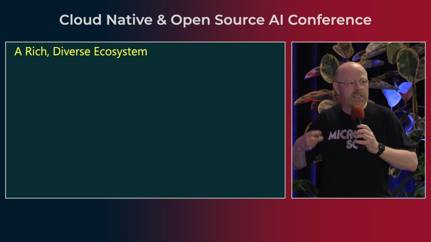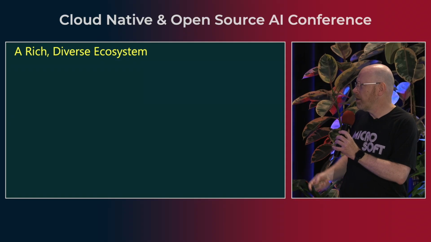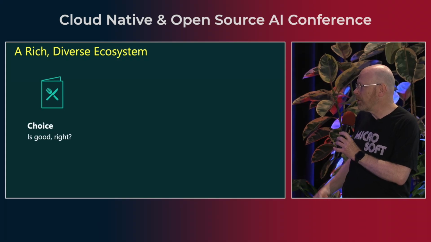And the complexity of this landscape, of this ecosystem, has become a meme unto itself. So yes, it's a rich, diverse ecosystem that's being built around Kubernetes and that makes up the cloud-native world, and that's fantastic, right? We all like choice. We all love to have things to choose from.